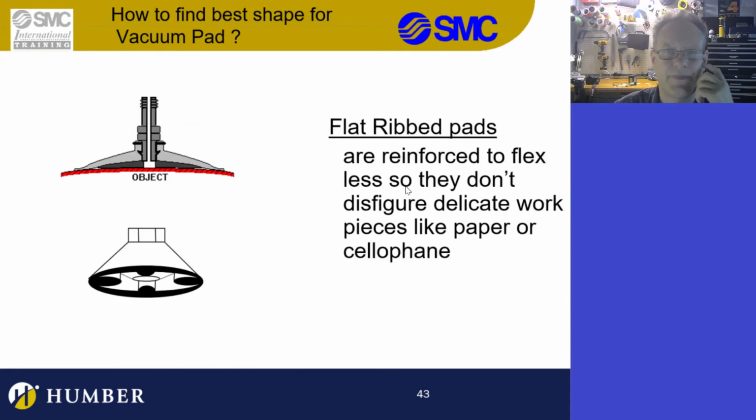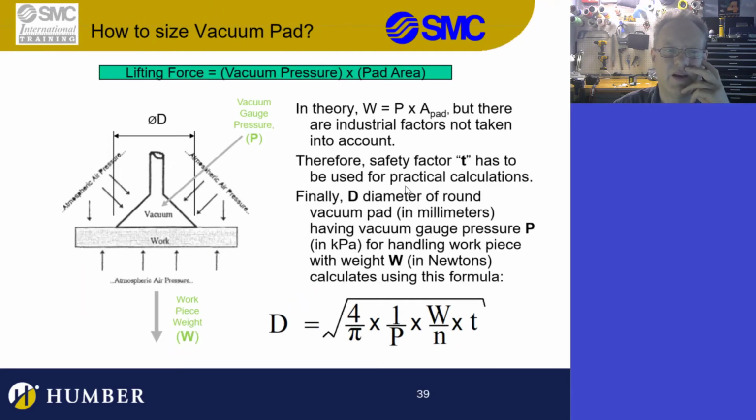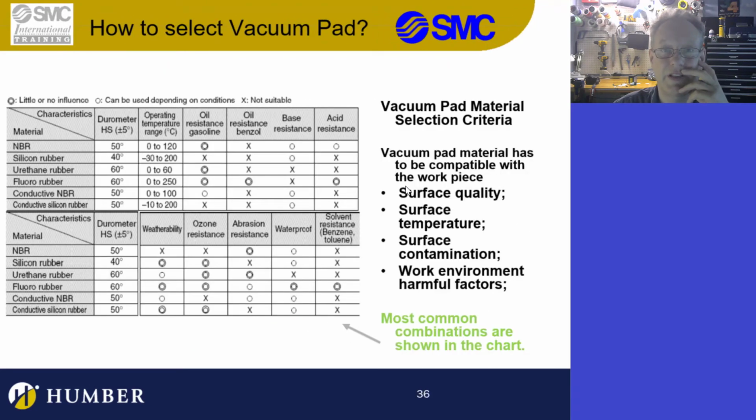I want to talk about safety factors and material. Sometimes we're dealing with stuff that's hot. Sometimes we're dealing with stuff that's got maybe acidic stuff on it. Maybe there's oil on there that's acidic, or maybe something that's acidic. So we have to think about the kind of material we want to make the pad out of so that we don't damage the pad.